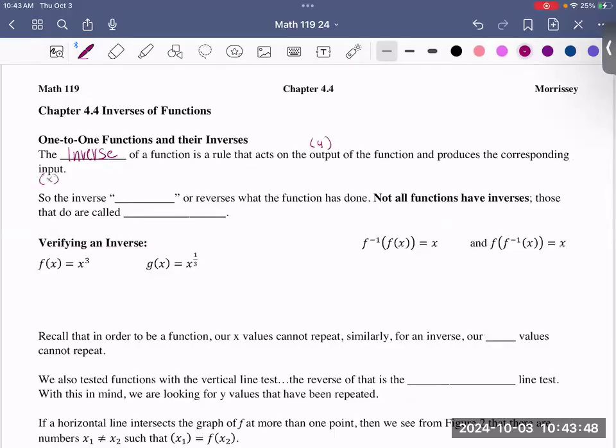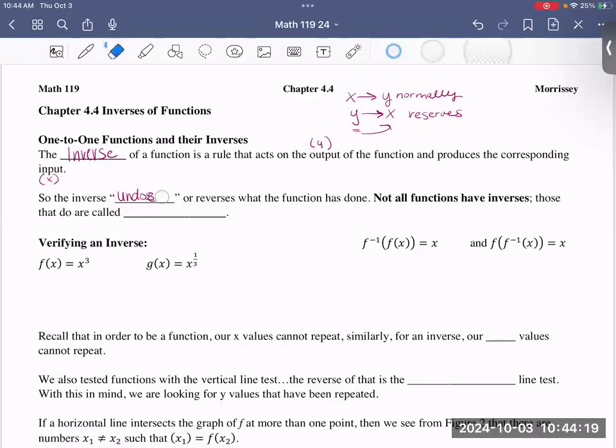So therefore you look at your x. What we're going to be doing is mapping your y to your x. Typically, we put in an x and we get out a y. That's what we normally do. But for your inverse, it's the reverse. So we go kind of backwards, starting from your y and then mapping to your x. So the inverse undoes or reverses what the function has done.